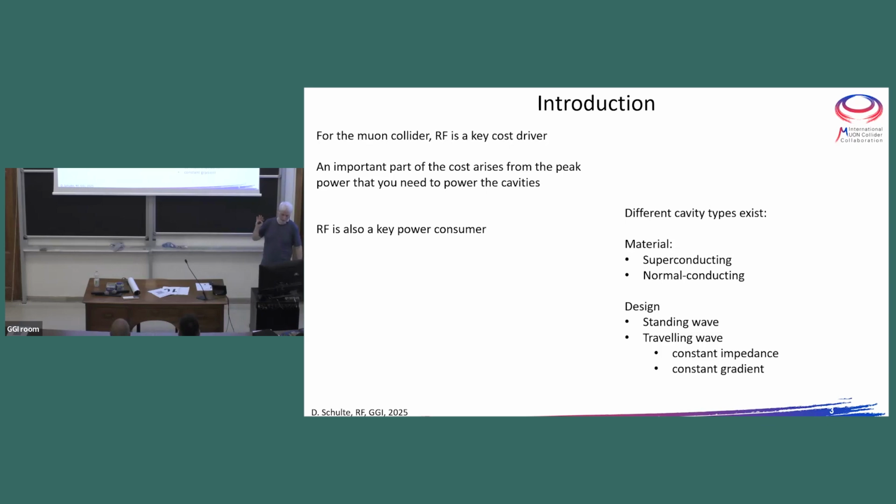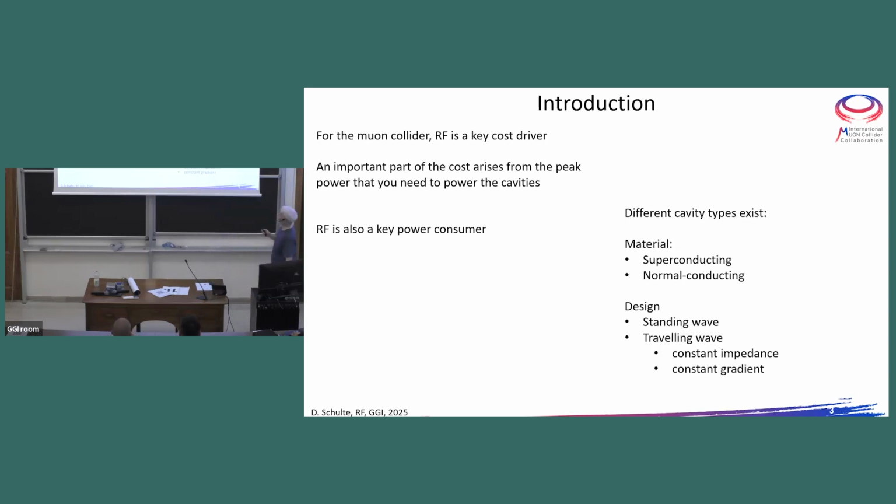So RF is a key cost driver. And there is an important part of the cost, actually, that doesn't come from the cavities themselves, but from the peak RF power that you need to put in. Normally, the cost for a klystron that provides RF power depends on the peak power, at least as much more, actually, than on the average power. So reducing the peak power is a standard thing. And then it's also one of the main power consumers.